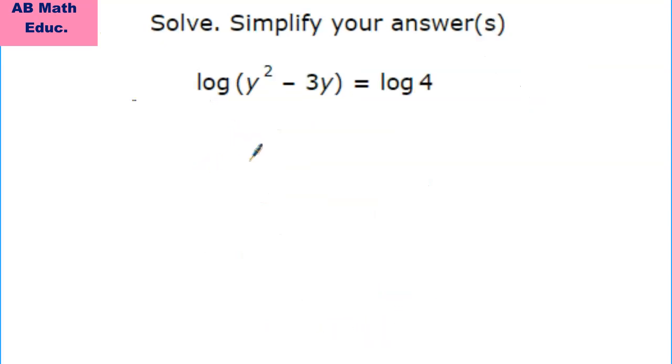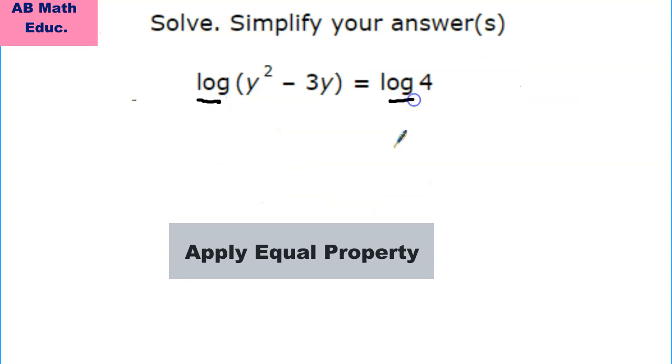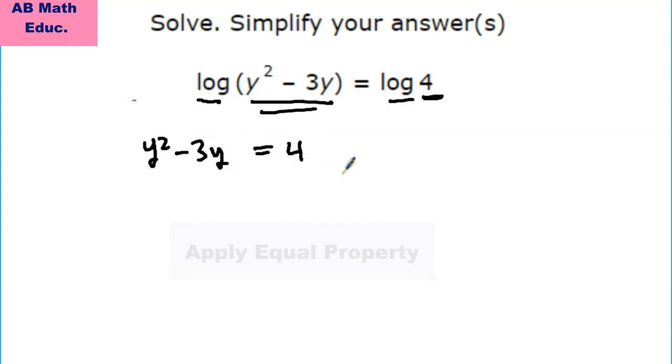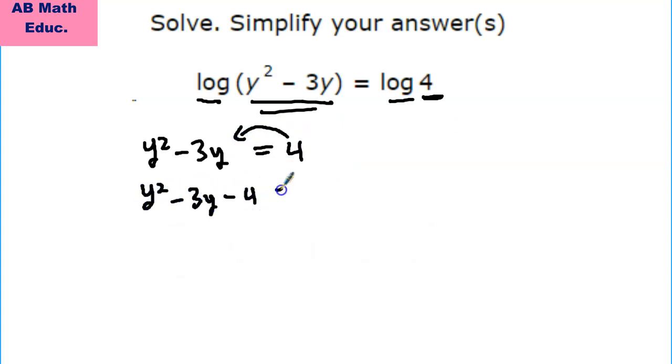Last one here. So here we see log here, log here. So we are going to apply the equal property. Since we have log here, we can say that this must be equal to that. We can say y squared minus 3y is equal to 4. This seems to be a quadratic, so let's bring everything to one side so that we can solve y squared minus 3y minus 4. So that's the reason why you need to know how to solve your quadratic as you're moving forward.